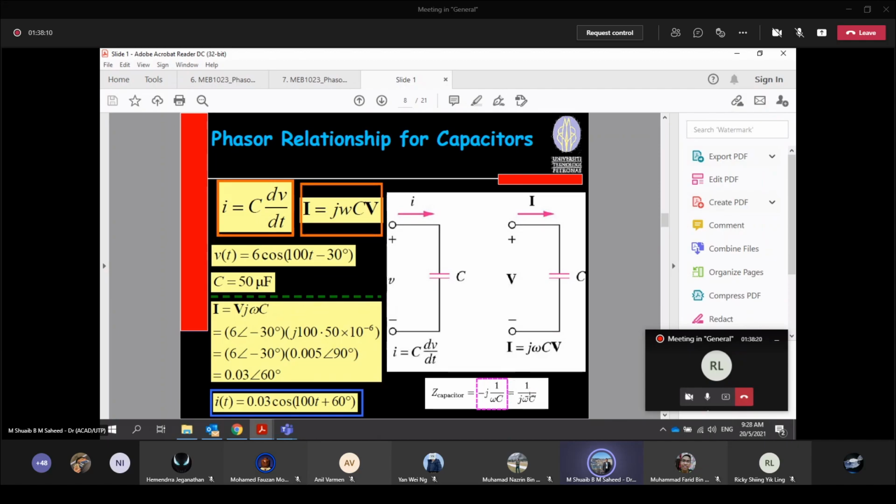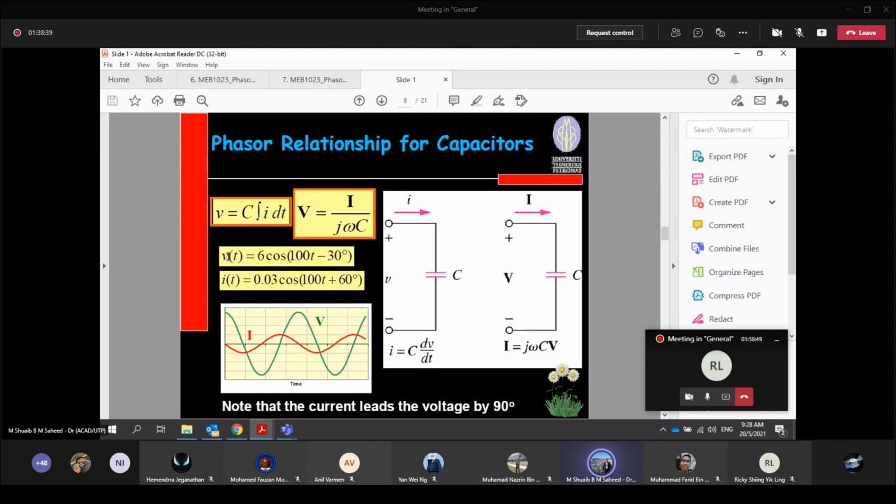You remember this is 1 over j omega C, right? That's why this is at the top, j omega C V. So your V is what? 6 negative 30 degree. So now you just multiply in, you will get 0.03 degree 60. So this will be the current flowing through your capacitor.